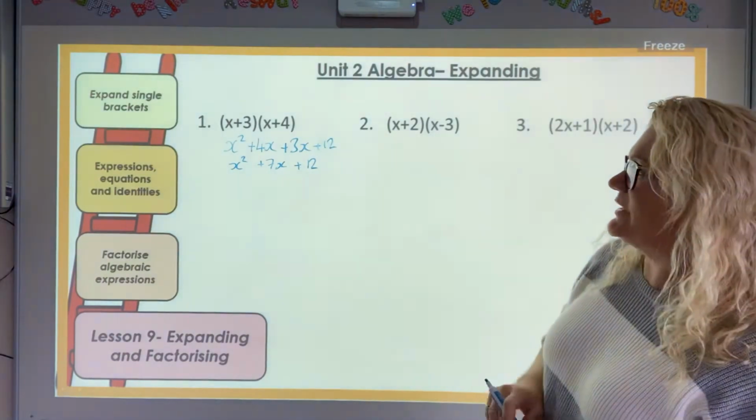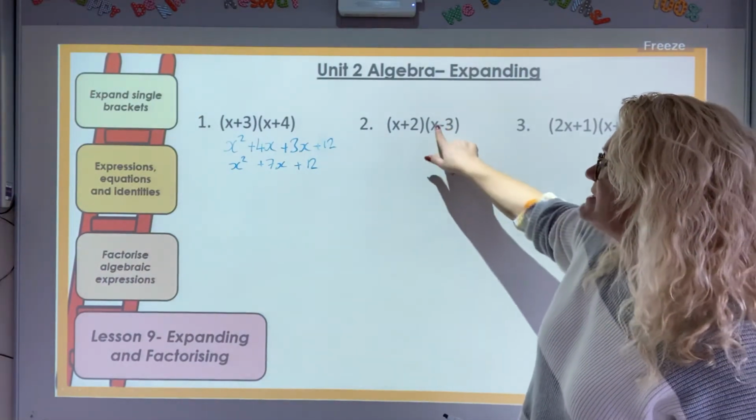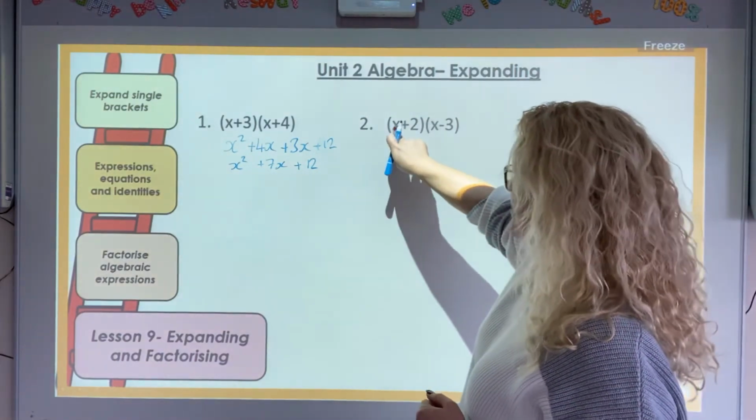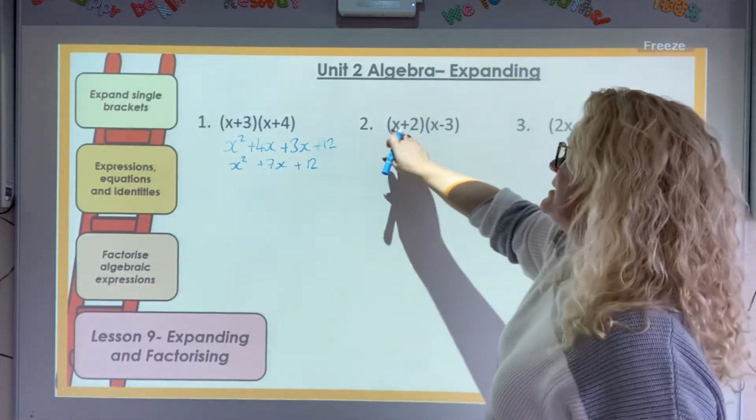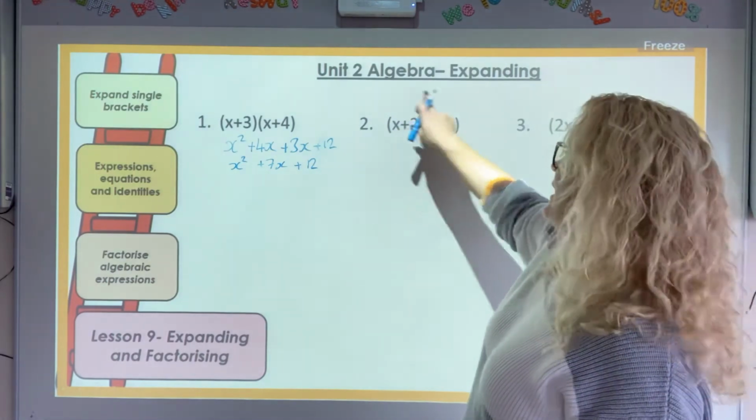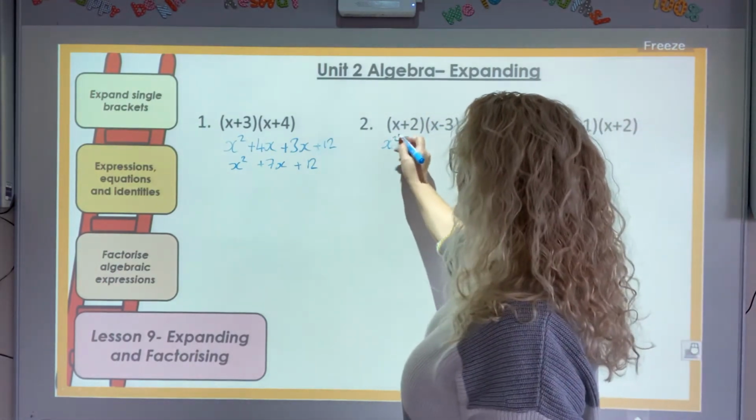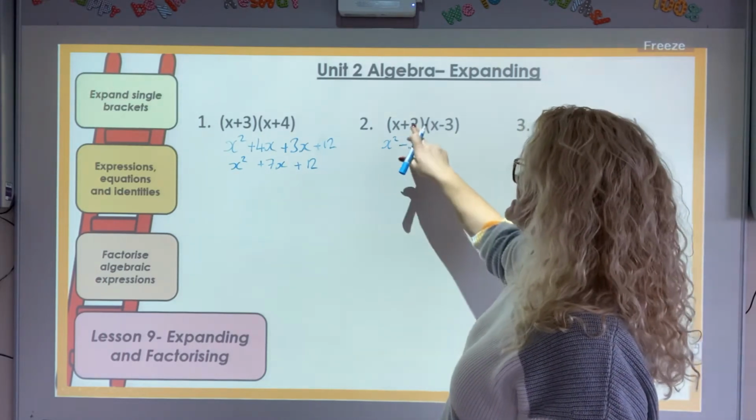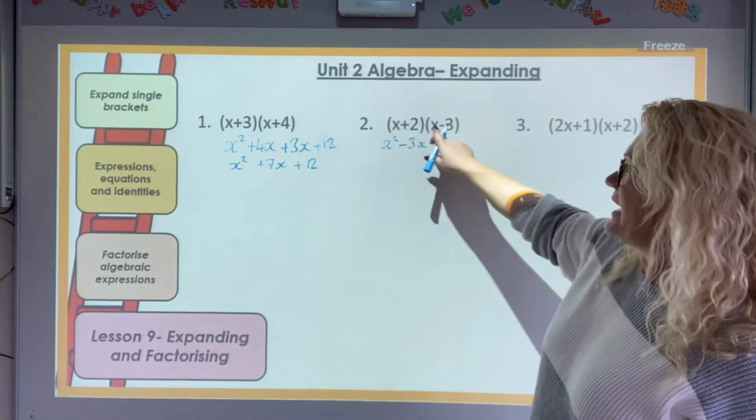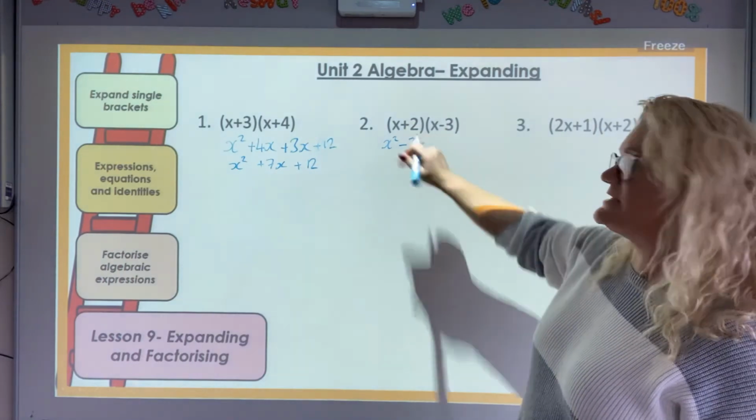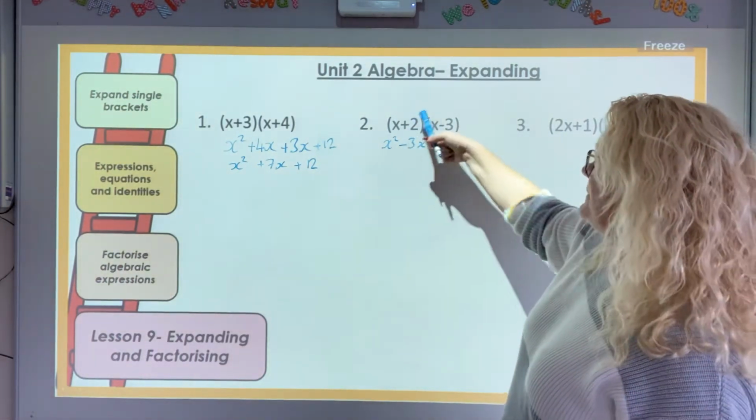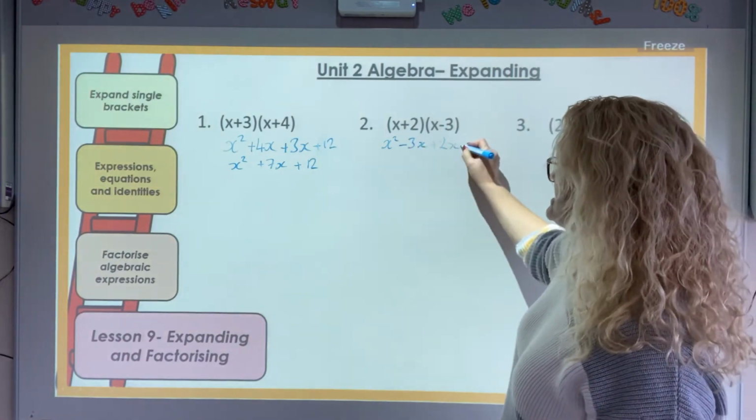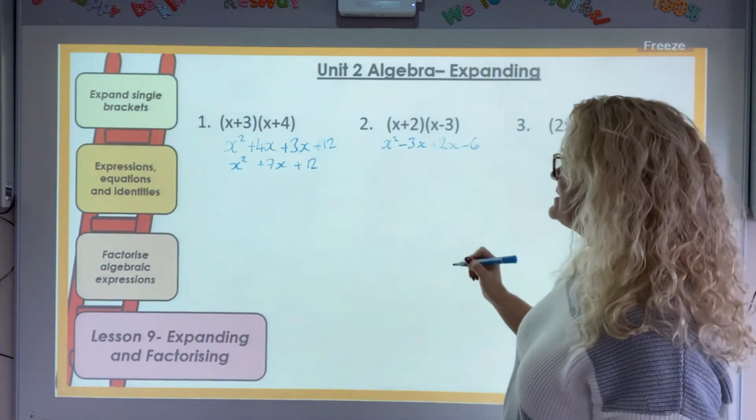Looking at this second one, it's slightly trickier because this time we have a negative in the middle, but we'll deal with that. So again, first things first, everything in this bracket by everything in this bracket. Starting with the x. x times the x gives us x squared. x times the minus 3 is minus 3x. We've then multiplied the x by both of those terms. Let's multiply the 2. Plus 2 times x is plus 2x. Plus 2 times minus 3 is minus 6.